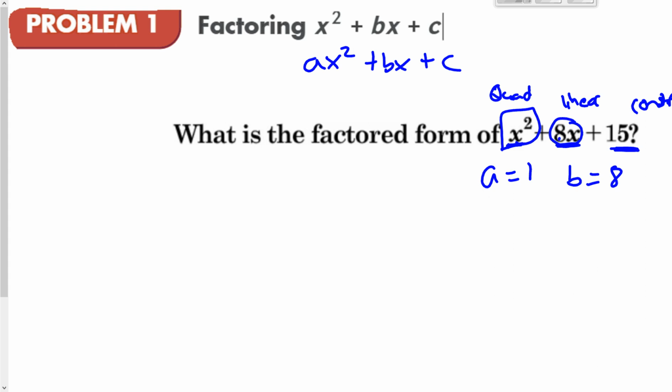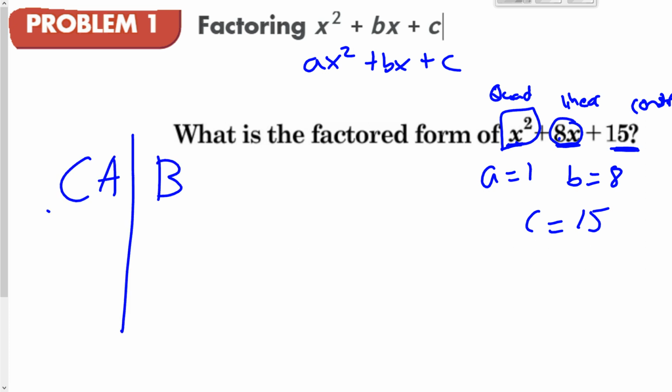I have 8x, so 8's my b, and then c is my constant 15. So what I do is a thing called CAP, C-A-B. And I put a line here and a line there. And then whenever we have letters by each other, it's multiplication. So if you want to put a little dot there, go ahead, that's great. That lets you know that I'm going to take my c times my a. So I want to multiply my a by my c.